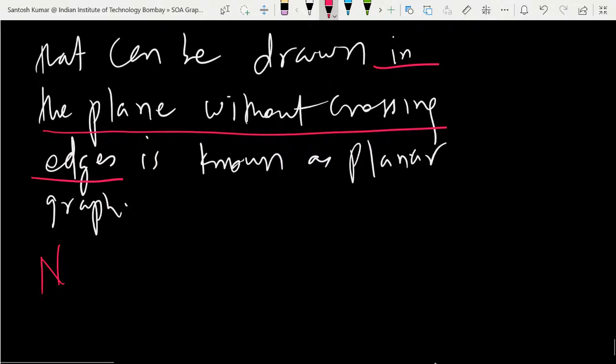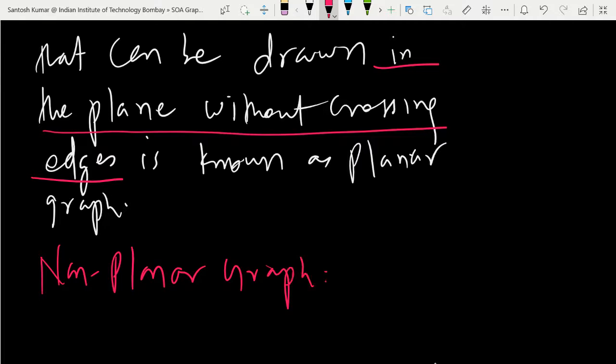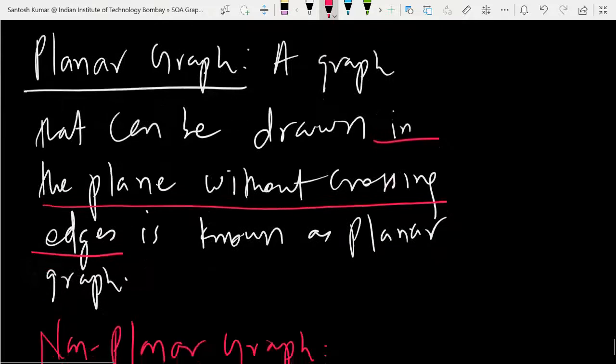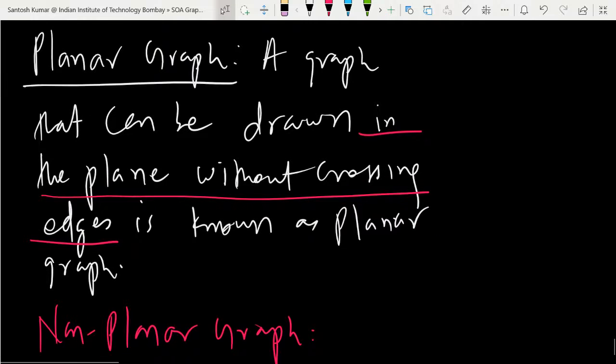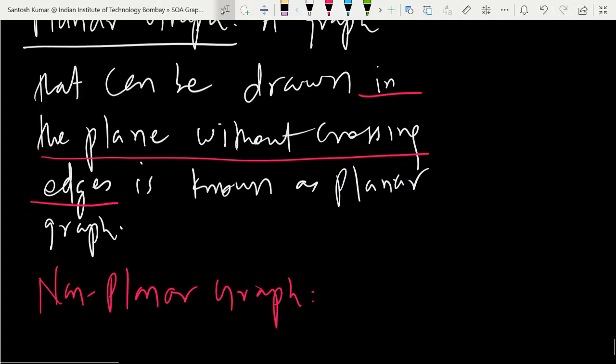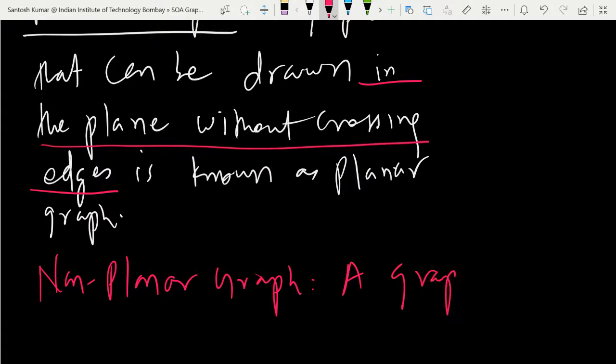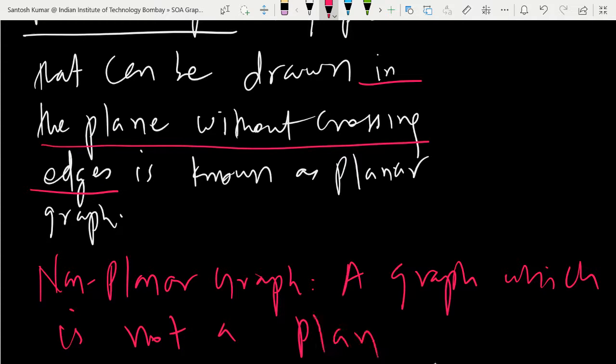Similarly, you can define a non-planar graph. It's a similar word. A graph which is not a planar graph, or you can say a graph which cannot be drawn in a plane without crossing its edges, so there is no way to draw that graph without crossing edges, is a non-planar graph. Just a simple definition.